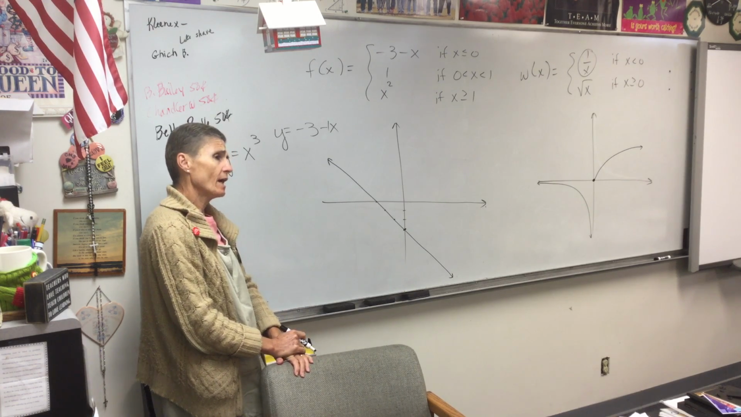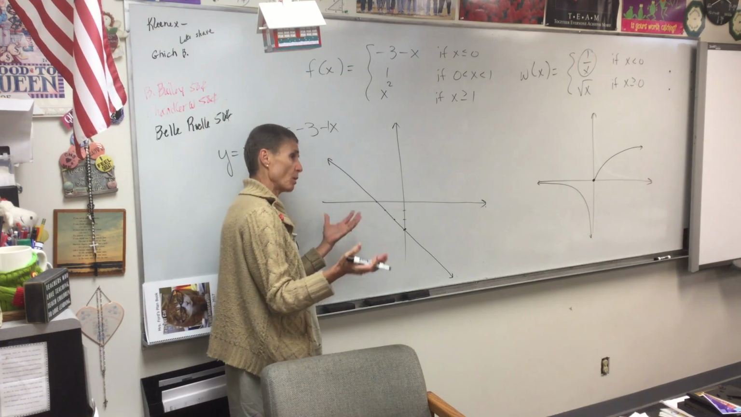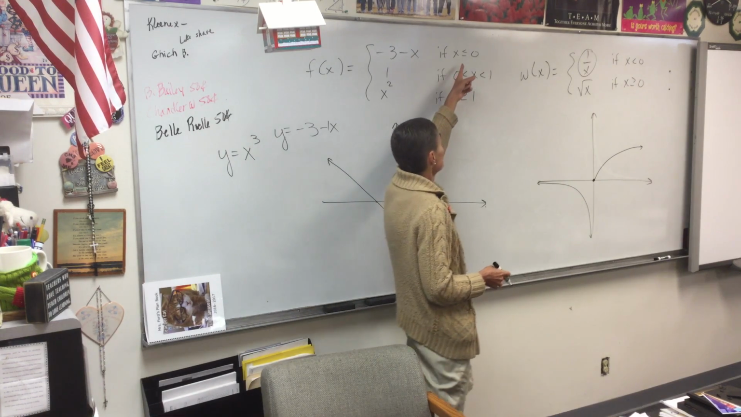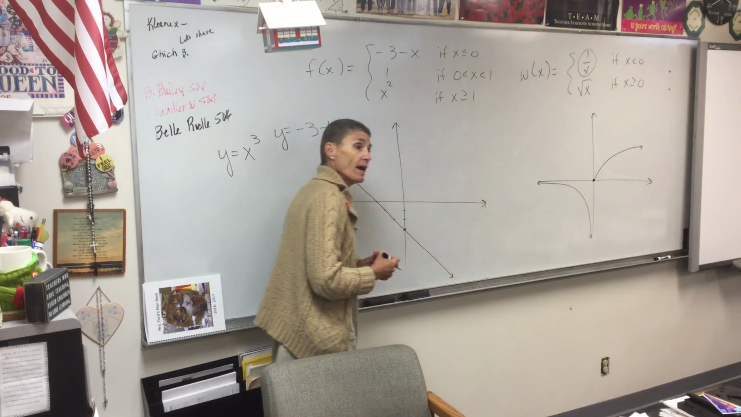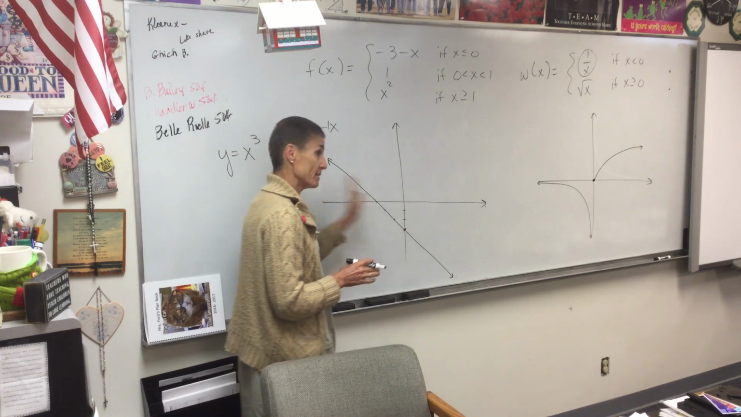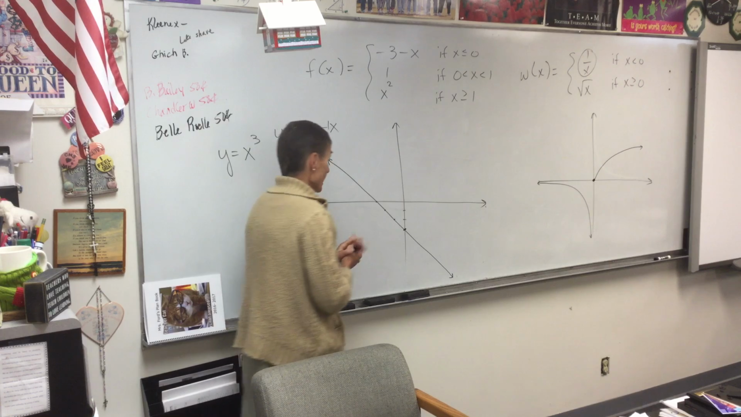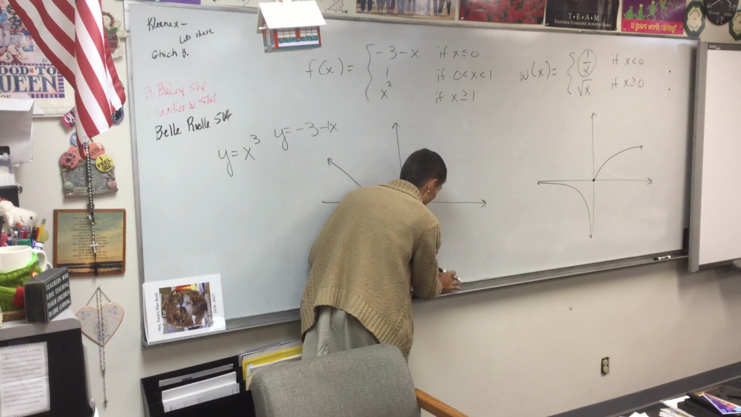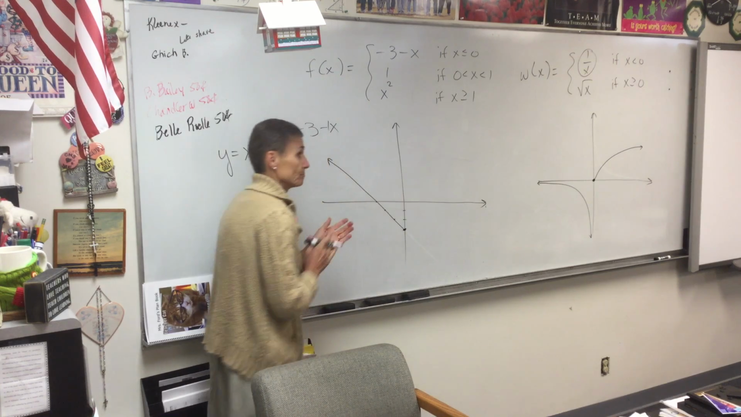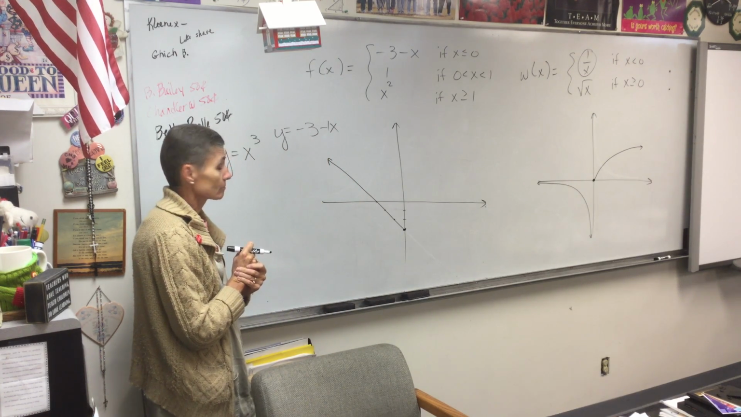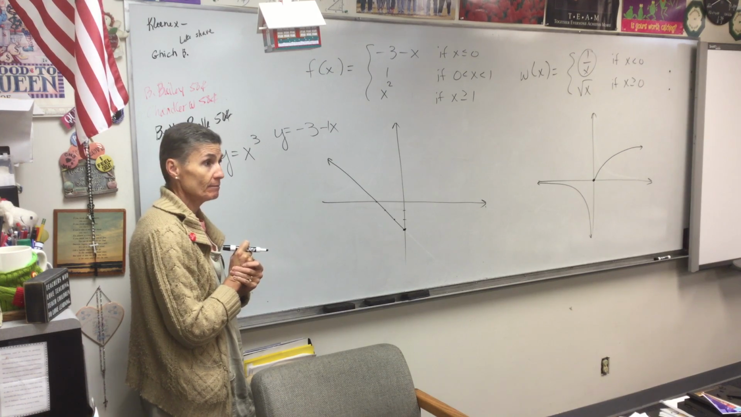Now, what part of that line do I want? Remember, this is a piecewise function, so I just want pieces of everything. What piece do I want? Where x is less than or equal to 0, so that would be the left side of the picture. I'm going to leave that solid dot colored right there, but I'm going to erase all of this. Is that okay with everybody?